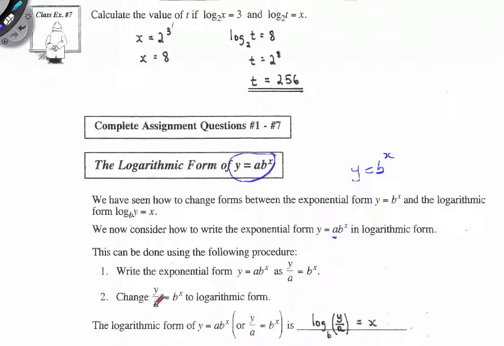Now we can change this to the log form. Again, we'll be logging this value. We'll have the base b, and it should equal the exponent x. So here we have it right here.